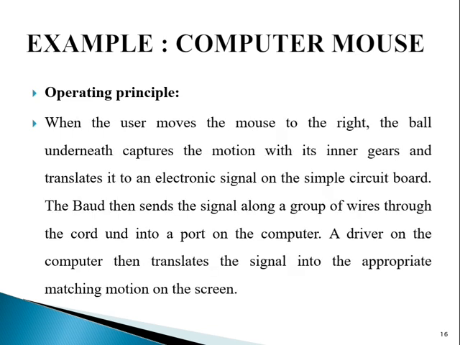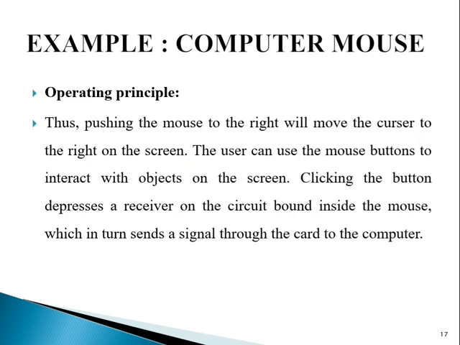So let's move on to the next part. When the user moves the mouse to the right, the ball underneath captures the motion with its inner gears and translates it to an electronic signal on the circuit board. So you can see all the elements are combining here and working as a whole. The board then sends the signal along a group of wires through the cord and into a port on the computer. A driver on the computer then translates the signal into the appropriate matching motion on the screen. So you can also write it down this. And lastly, thus pushing the mouse to the right will move the cursor to the right on the screen.